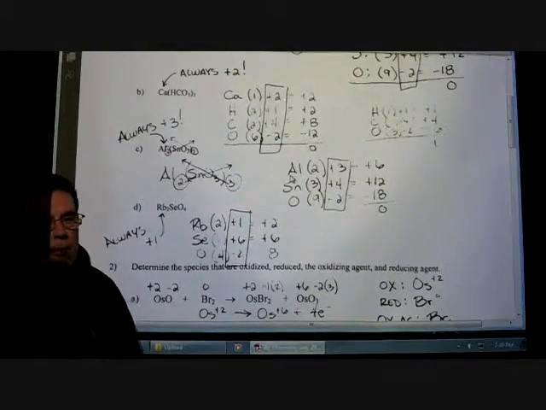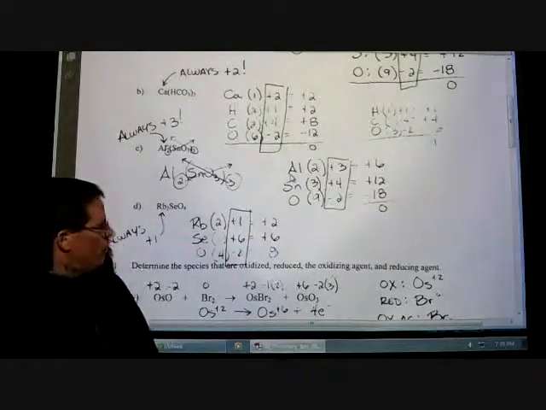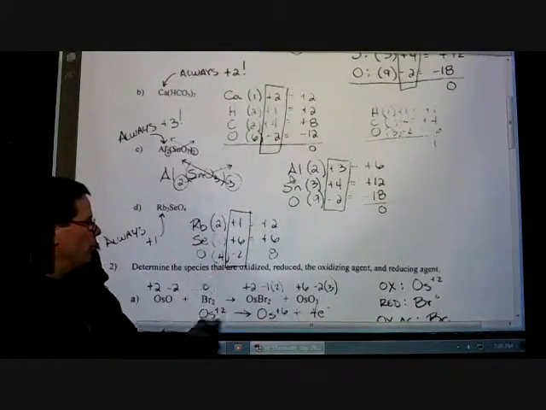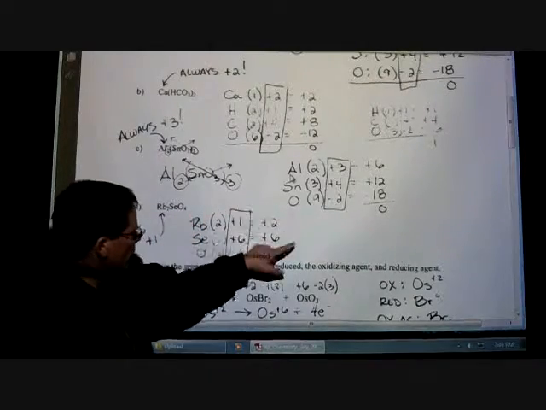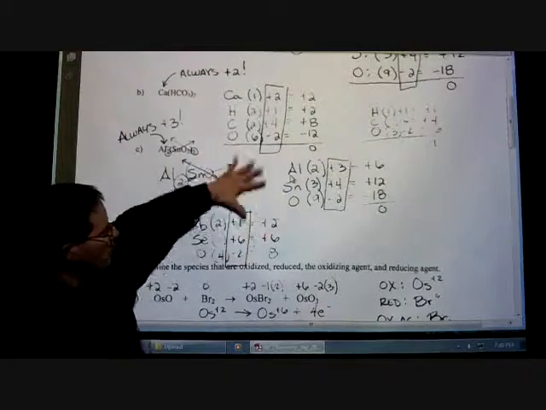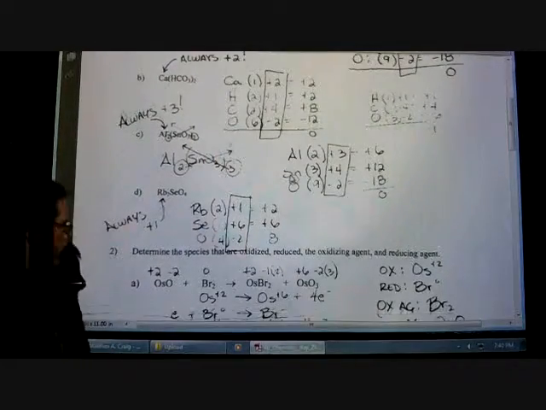Rubidium, not a common element that we're working with quite a bit, but do look on the periodic table, group 1A, so +1. Oxygen -2, multiply it out so you can find out what the charge on the selenium is. Hopefully this will be relatively easy for you on the quiz.